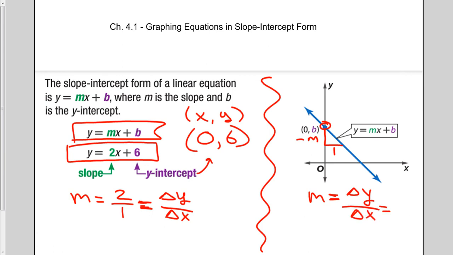A good way to do this when you're looking at a graph is to pick one point that's on the line and then follow it to another point that's on the line. And so we would go down a certain amount and over a certain amount, and these two pieces, the change in y piece and the change in x piece, would give you our slope.